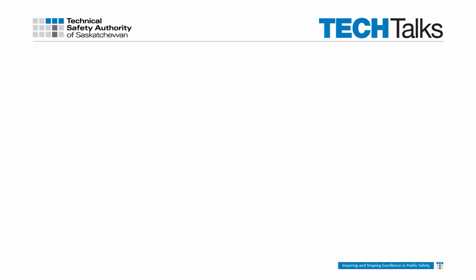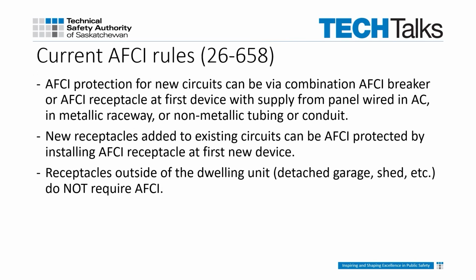AFCI protection for new circuits can be any combination AFCI breaker or an AFCI receptacle at first device with the supply from the panel wired in AC in metallic raceway or non-metallic raceway tubing or conduit. When adding new receptacles to existing circuits, they can be AFCI protected by installing an AFCI receptacle at the first new device. And receptacles outside of dwelling units, such as detached garages or sheds, do not require AFCI.